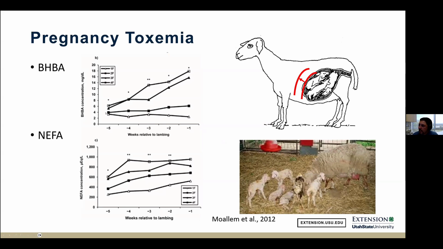And so if you see these triplets and quads that these ewes are producing, they have much higher ketone bodies in their blood. And that's starting to happen really from 5 weeks out from lambing. So really around a month out from lambing, you should be thinking about supplementing some of these ewes that you're expecting to have a high number of lambs.